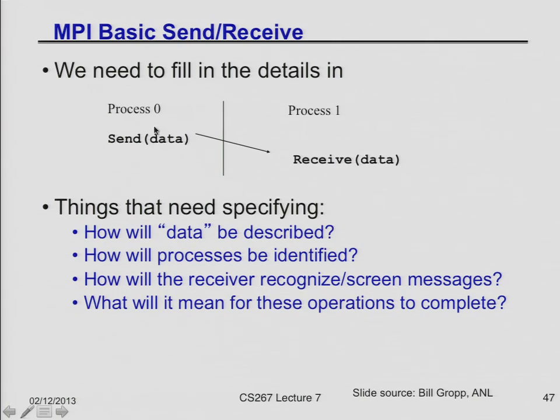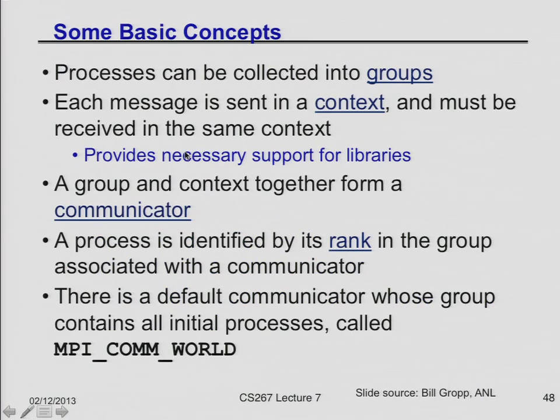And process 0 has to say who it's going to. It may be that there's a whole bunch of messages being sent from process 0 to process 1. He only wants the one that has this particular data, so you can have sort of screening in there to filter out the data that you don't want. And then how do you know when it's done? So here are some concepts.